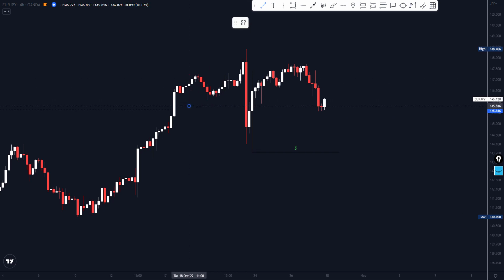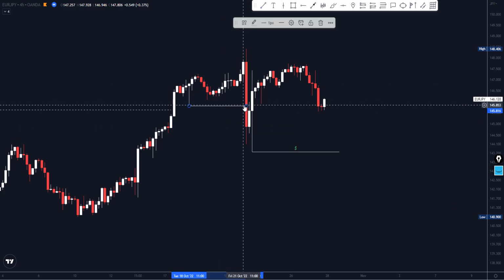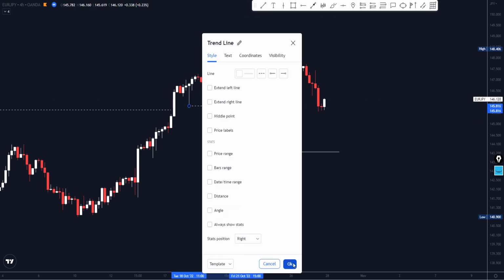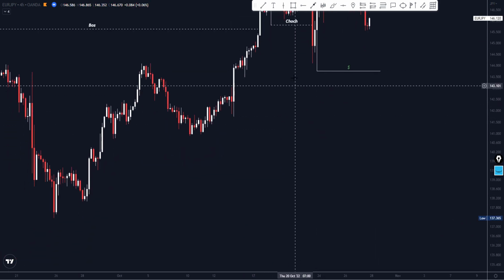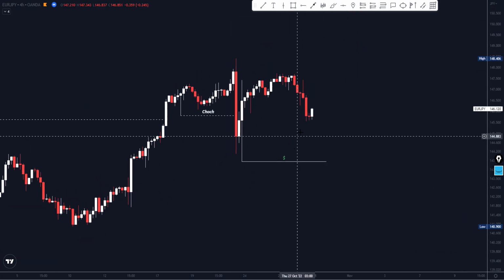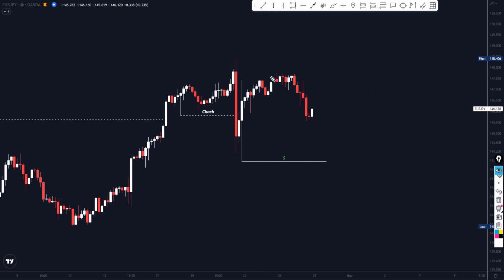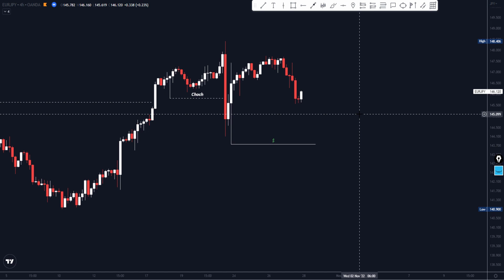Most people saw this break of structure right here as a change of character, and now they think that we are going absolutely bearish. So they have sold exactly at this point right here. Is it wrong? No, it is not wrong. Nonetheless, we are building upon our logic. Let's go ahead and continue and proceed.